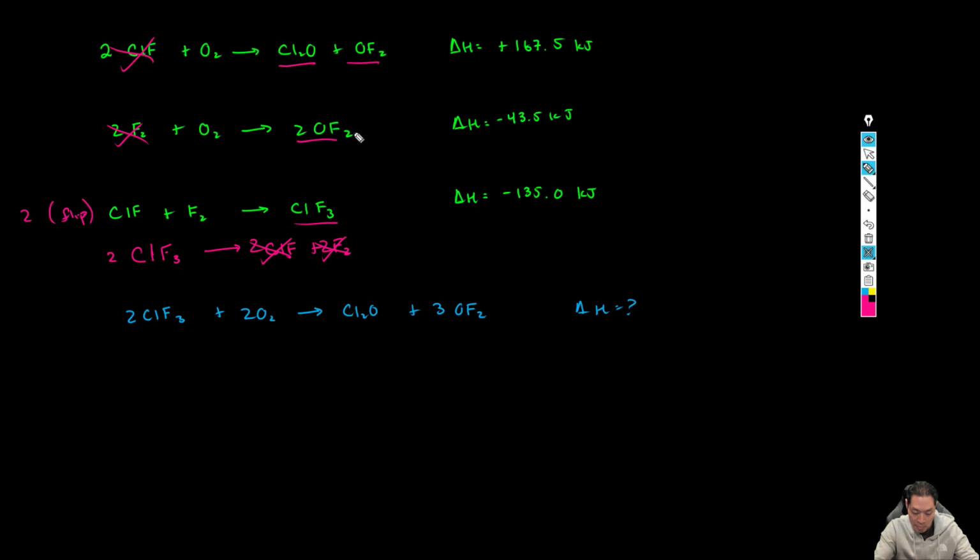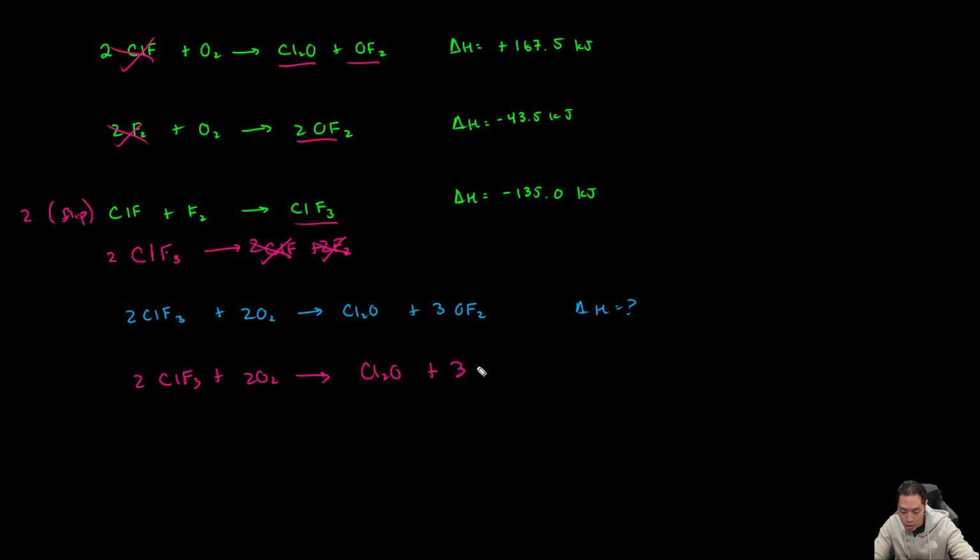All right, let's find out. Add everything on the left. I have 2 ClF3 plus 2 O2. Then I have Cl2O plus 3 OF2. So let's see if it matches. 2 ClF3, 2 O2, Cl2, 3 OF2. So it's all good.